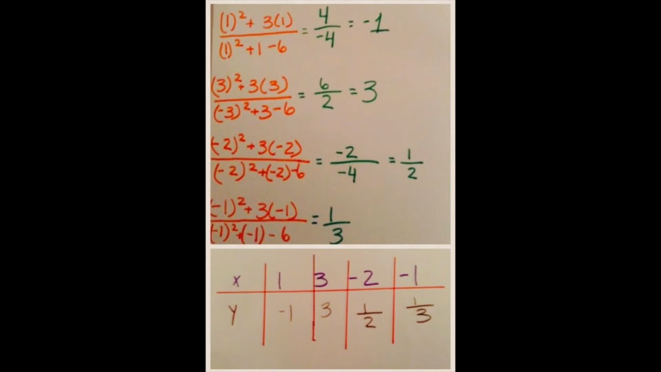Now we start with 1. 1 squared plus 3 times 1 over 1 squared plus 1 minus 6 is equal to negative 1. Then 3 squared plus 3 times 3 over 3 squared plus 3 minus 6, which is equal to 18 over 6, which is equal to 3.